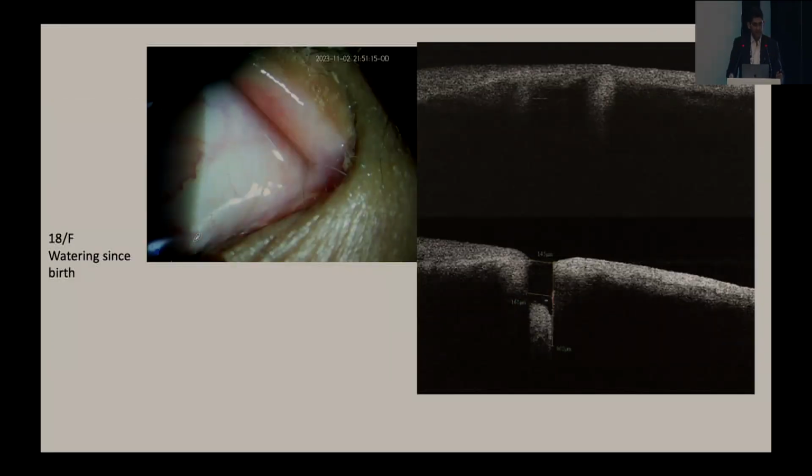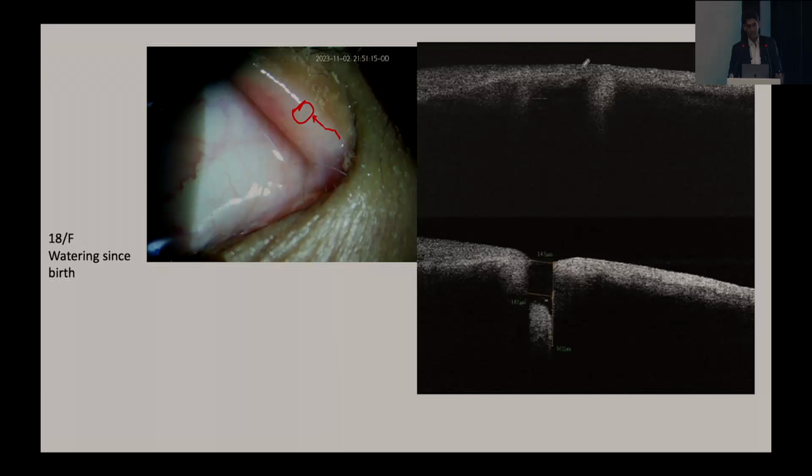Now this was an 18-year-old female who had watering since birth. She was watering since birth in one eye. If you evert the eyelid and see, the upper punctum is almost not present, but if you go further away, you can see a small area of transillumination if the light is focused. So this is a case of punctal membrane, or also called idiopathic punctal membrane of the external variant.